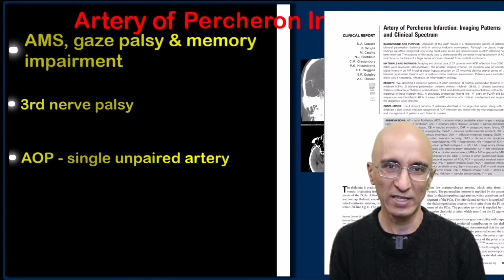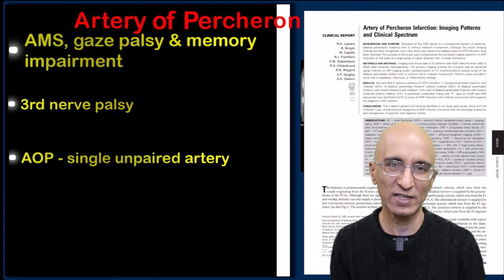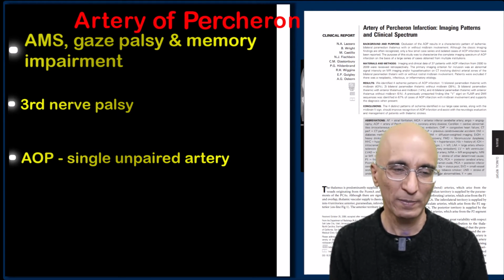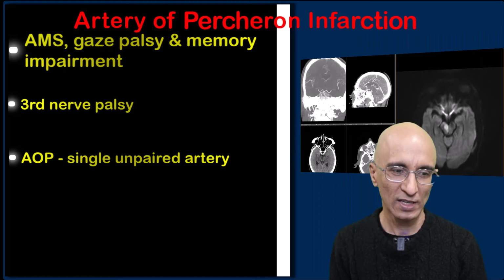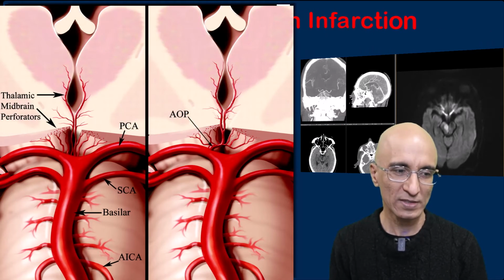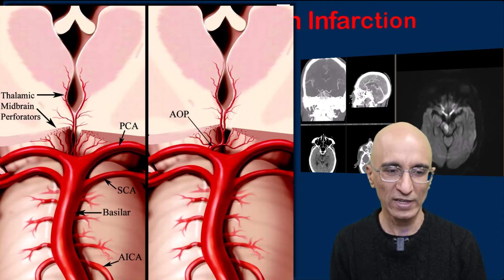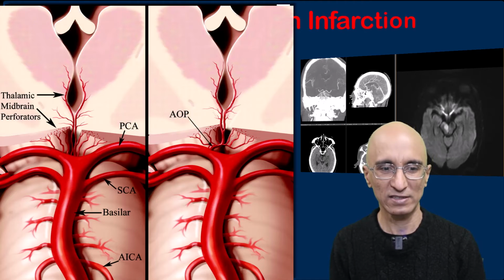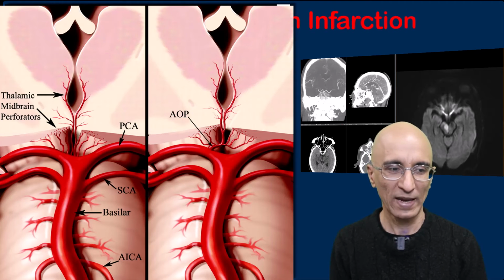In this article from AJNR, which nicely illustrates the various imaging findings in patients with artery of Percheron infarction, you can see on the illustrative images the thalamus to be supplied by the perforating branches from P1. In the artery of Percheron variant, there is a single unpaired trunk which supplies the bilateral paramedian thalami and rostral midbrain.